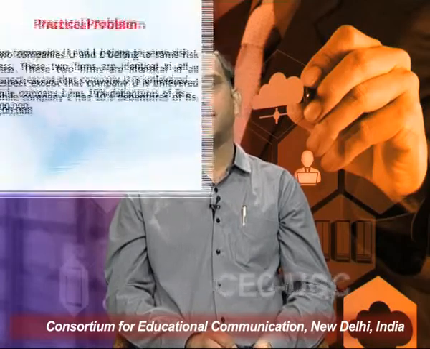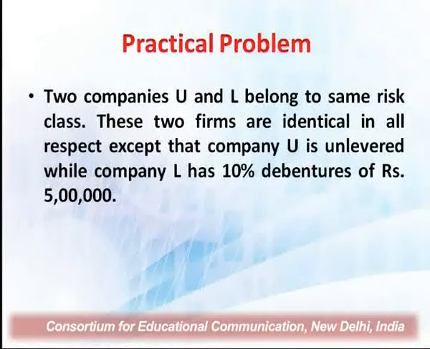Two companies, U and L, belong to the same risk class. These two firms are identical in all respects except that company U is unlevered, whereas company L has 10% debentures of rupees 5 lakh. So we are comparing two firms which are identical in all aspects except one, that one is levered, the other is unlevered, and the one which is levered has 10% debentures of rupees 5 lakh.